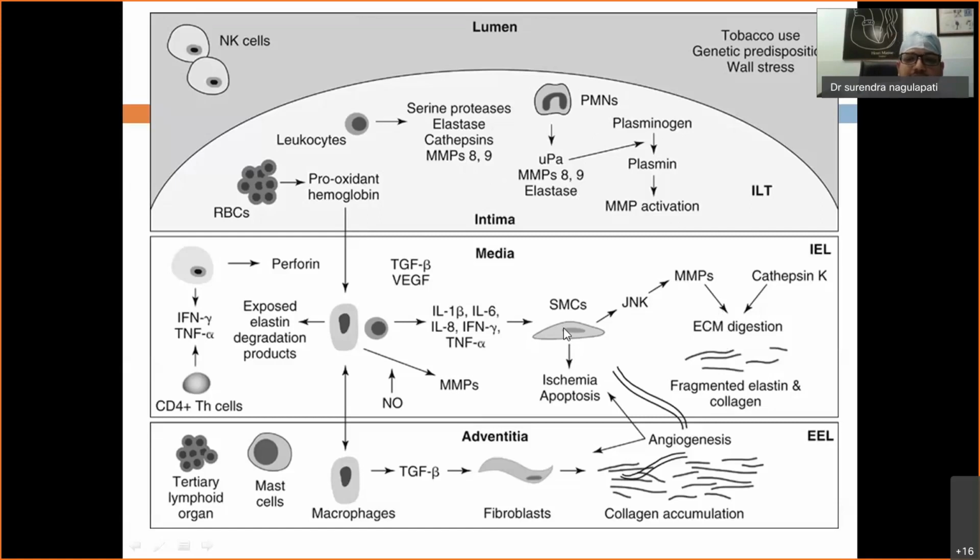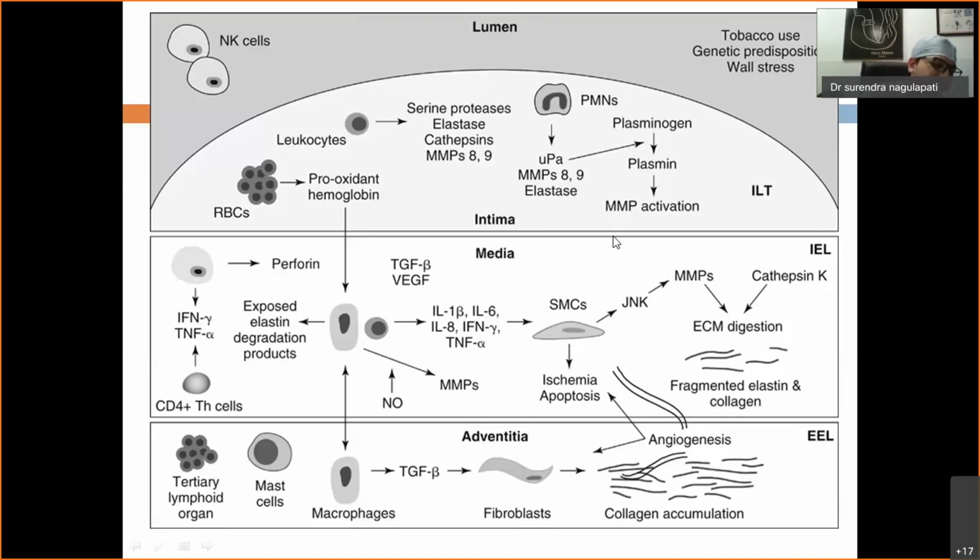elastin and collagen in the media, which causes smooth muscle cell apoptosis, and the extracellular matrix digestion leads to fragmented elastin and collagen. And in the adventitia, the main thing happening is angiogenesis, and collagen accumulation leads to neoangiogenesis. In the media, the major thing happening is wall thinning and medial loss of smooth muscle cells, leading to elastic degradation and adventitial inflammation due to the presence of intraluminal thrombus.